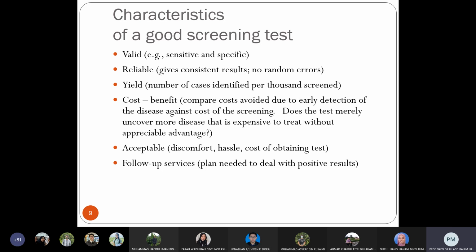And then follow-up service. A plan is needed to deal with positive results. So there must be the next step. If it is positive, what next? If it is negative, what next? This is the characteristic of a good screening test.